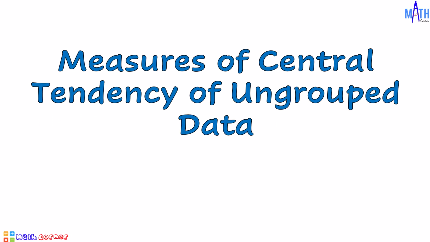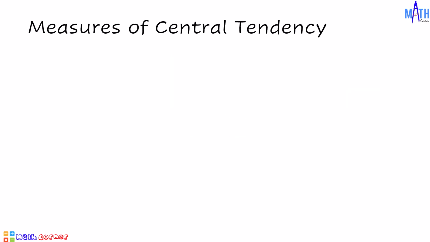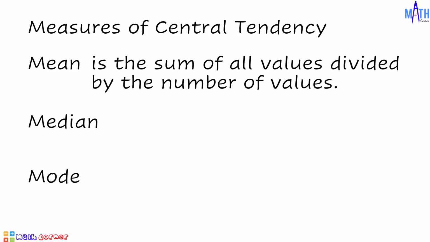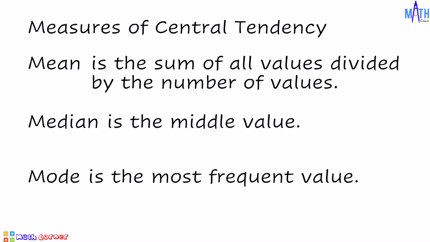In this video, we will learn how to determine the measures of central tendency of ungrouped data. Let us begin. The three main measures of central tendency are mean, median, and mode. Mean is the sum of all the given values divided by the total number of values. Median is the middle value in an ordered set. Mode is the most frequent value in a dataset.